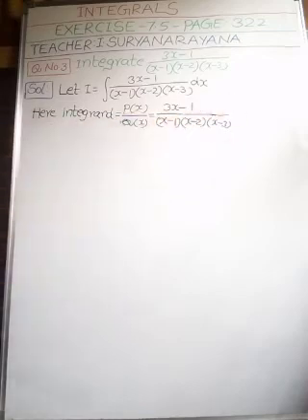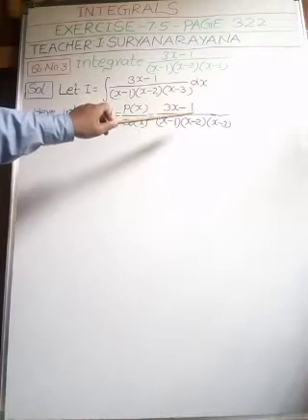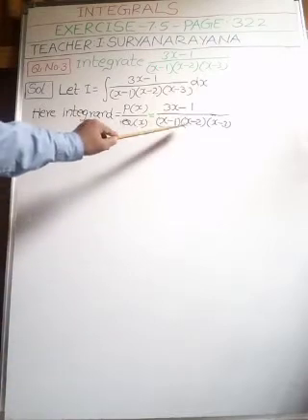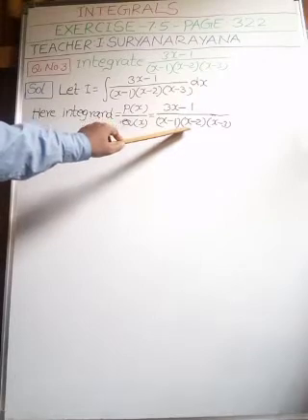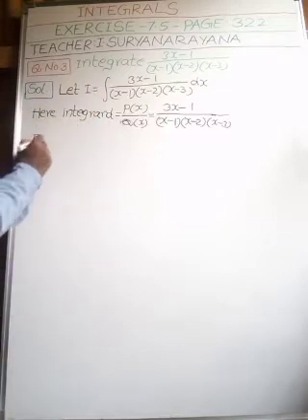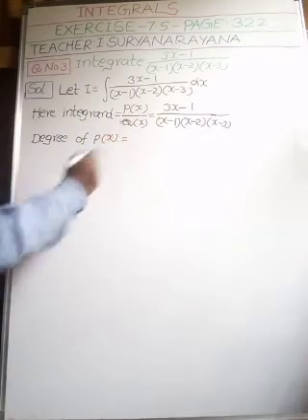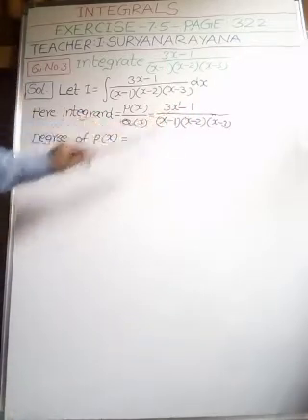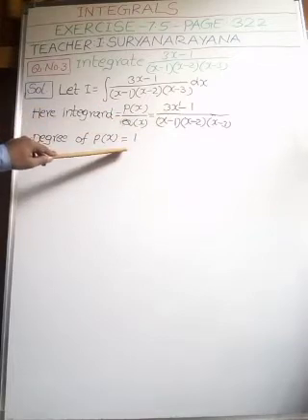Okay, my children. First of all, we have to check whether this integrand is a proper rational function or not. How can you decide this rational function is a proper rational function or not? Based on the degrees of numerator and denominator. So what is the degree of p of x? What is the degree of numerator? What is the highest power of x? Highest exponent of x? 1. So the degree of this numerator is 1. Understood this step, my children?